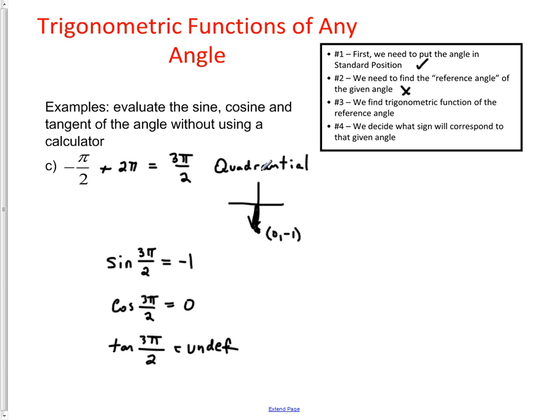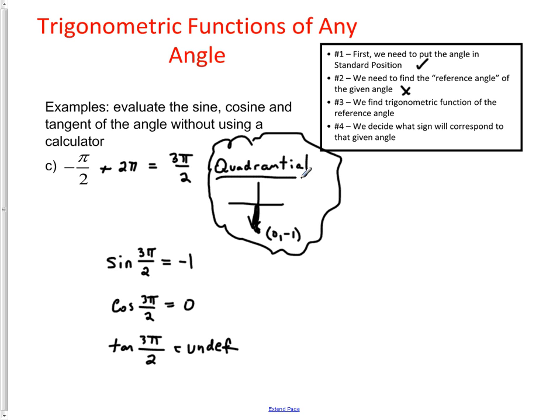So as long as we know what happens at a quadrantal angle, usually at a quadrantal angle, sine or cosine is 1 or negative 1, and cosine is 0 or one of those. And then the tangent or the cotangent is always undefined. So we can get some places where we can do that.